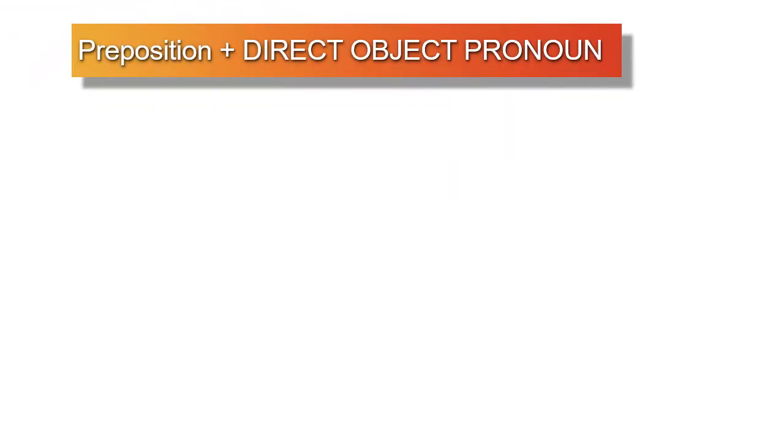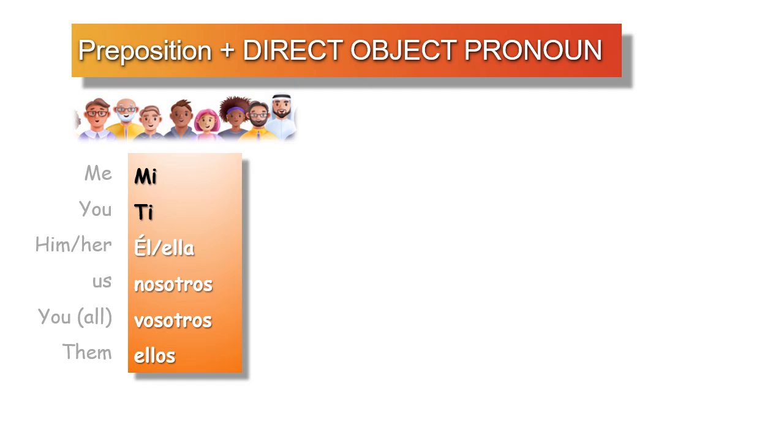Be careful with this because we won't use the regular object pronouns like in English after a preposition. Spanish switches to subject forms with two exceptions. Me becomes mí and you becomes ti. So it would be mí, ti, él o ella, nosotros, vosotros, ellos.